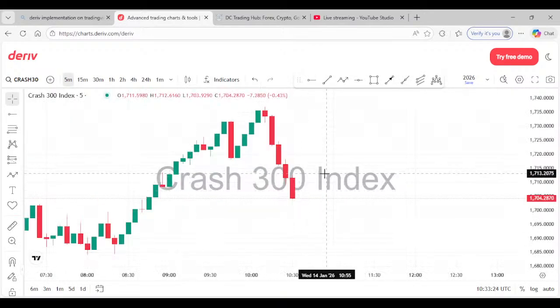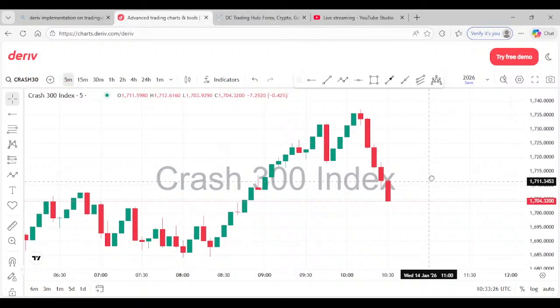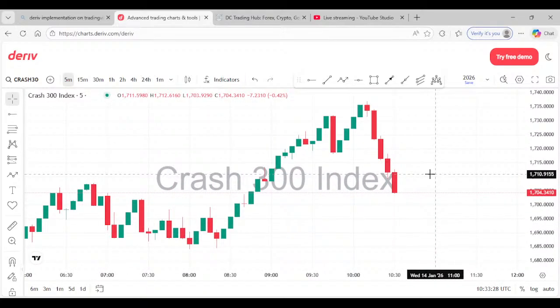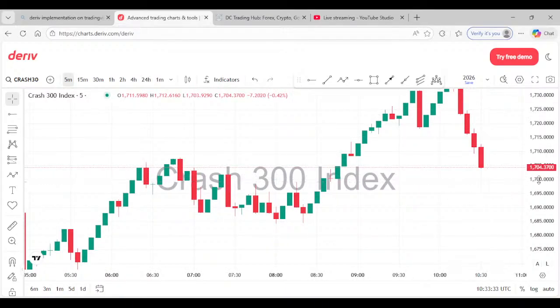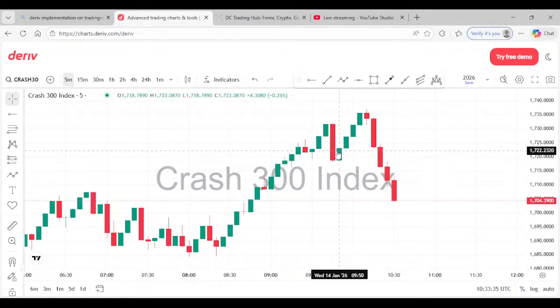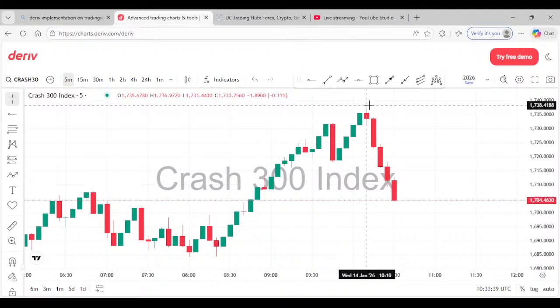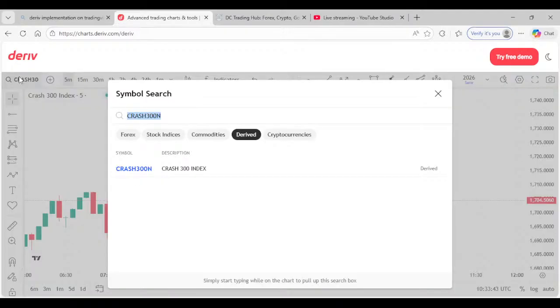Guys, I'm just going to be here for a few minutes. It's Crash 300. Yeah, we talked about this area and how price was supposed to drop like this. Yeah, it moved sharply down. If you remember, we were able to catch this. There was a retest, and now price is moving down. Let's go back to gold.